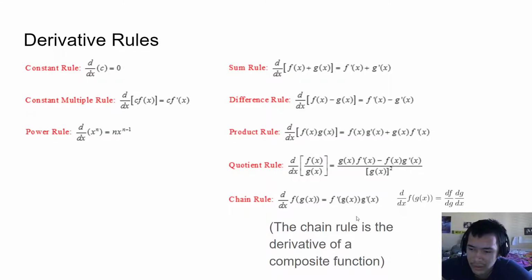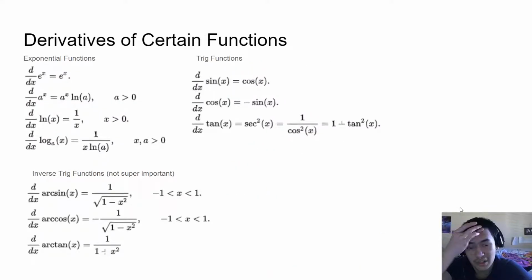Now, this is saying the exact same thing as this. You're taking the derivative of f with respect to g, and then multiplying by the derivative of g with respect to x. Now, here are some derivatives of specific functions. The most important ones to know are the exponential functions and the trig functions. Inverse trig functions aren't as important, but they're good to know just in case for some reason you need one.